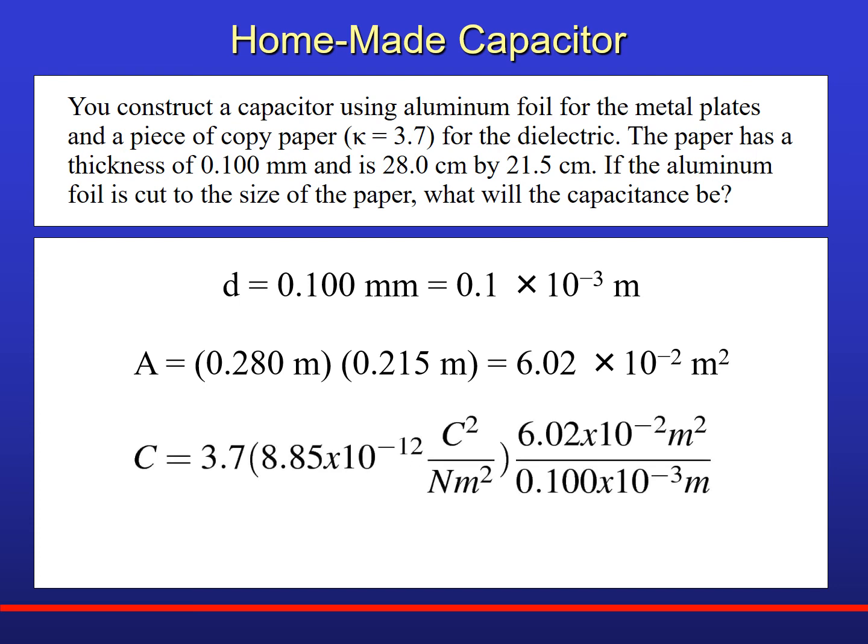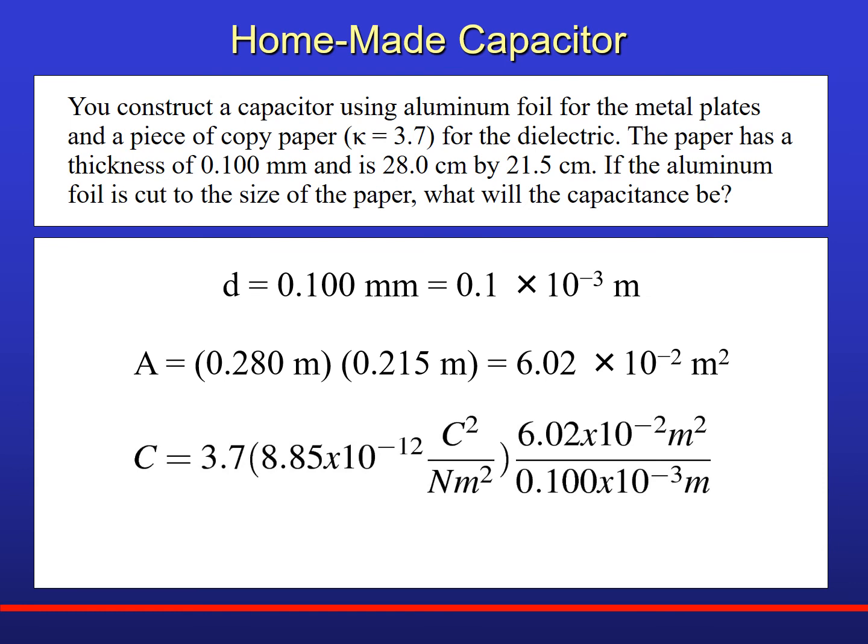Let's look at this formula again. The 3.7, that's the dielectric constant kappa. Here's the other term, epsilon 0, 8.85 times 10 to the minus 12. There's a unit, Coulomb squared per Newton meter squared. On the left-hand side, C is capacitance. In the unit, that C stands for Coulomb. The area of the plate divided by the separation. So there we have the 6 times 10 to the minus 2 meter squared, over 0.1 times 10 to the minus 3 meter.